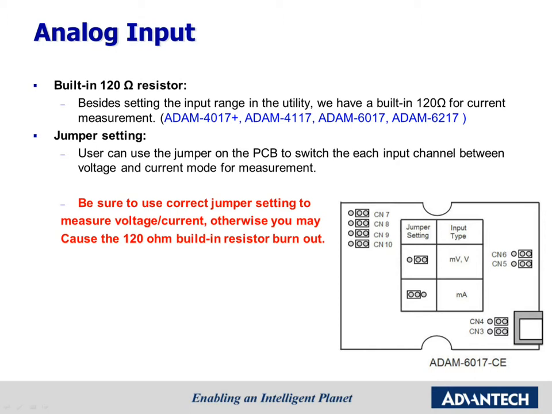For measuring a voltage signal, the jumper or switch on the module PCB needs to be set to voltage mode. If the jumper is set to current mode, the large current will damage the 120 ohms resistor. Different modules have different jumper positions. Please refer to the user manual before changing the setting.